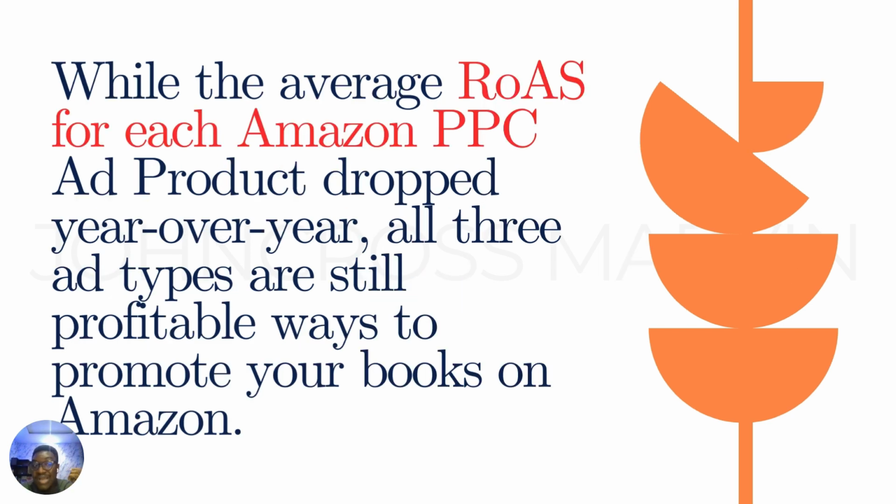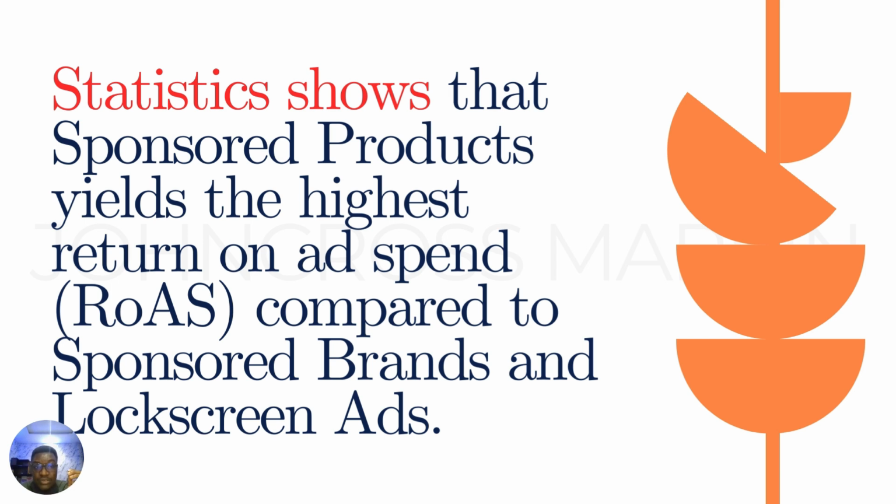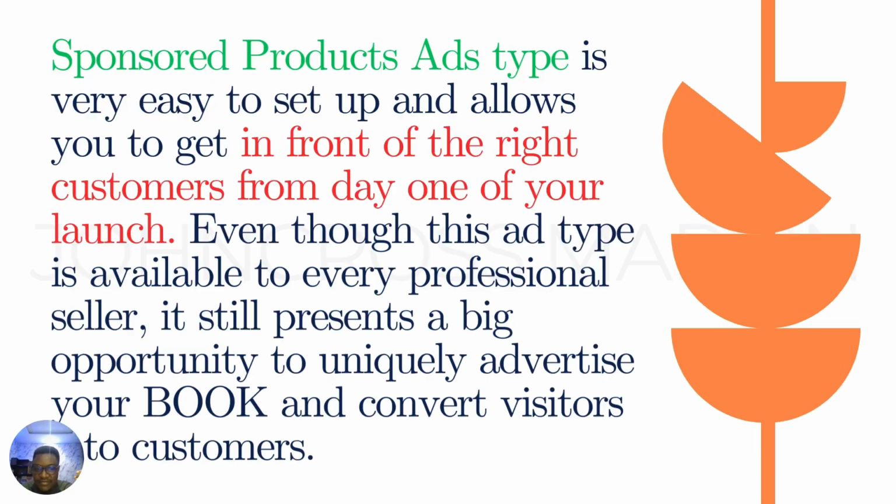Now, the average return on ad spend, that is what ROAS stands for, return on ad spend, for each Amazon PPC ad product drops year over year. All three ad types are still profitable ways to promote your book on the Amazon platform. But you get to understand why I focus mostly on the sponsored product ad type. Statistics show that sponsored product yields the highest return on ad spend compared to sponsored brand and lock screen ad. That is the secret. From statistics, it has been proven that sponsored product ads yield the highest return on investment. The sponsored product ad type is very easy to set up and allows you to get in front of the right customer from day one of your launch.